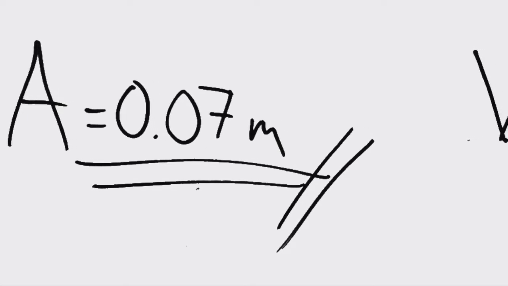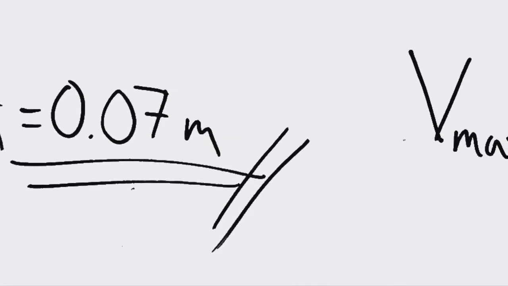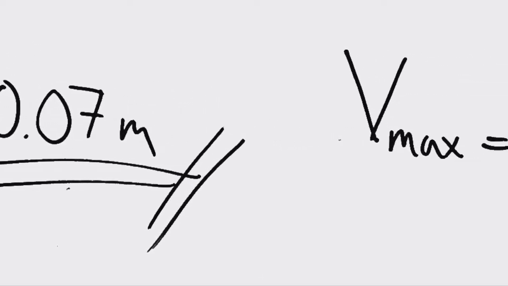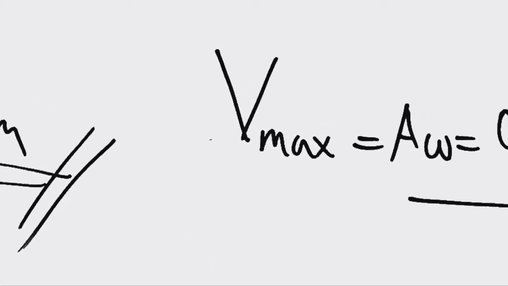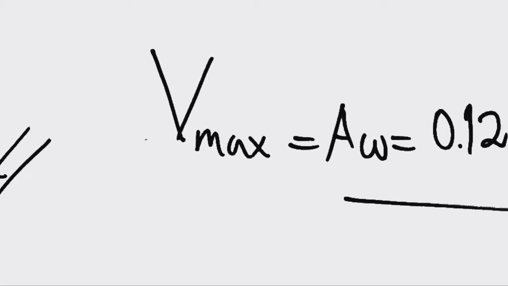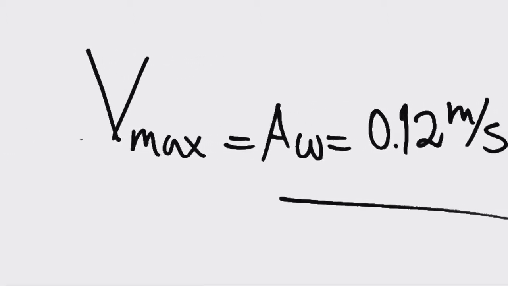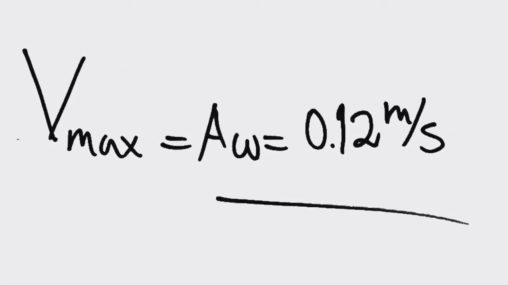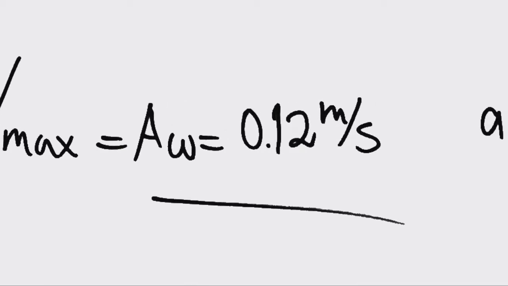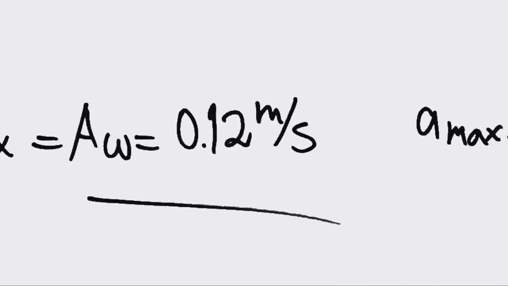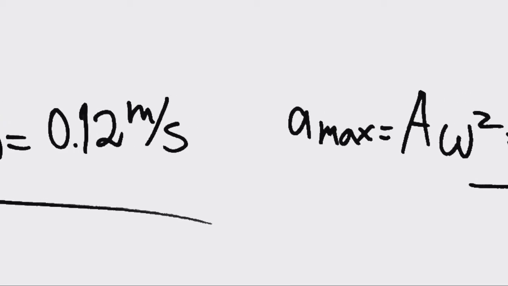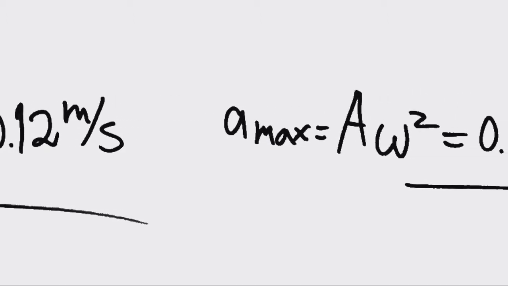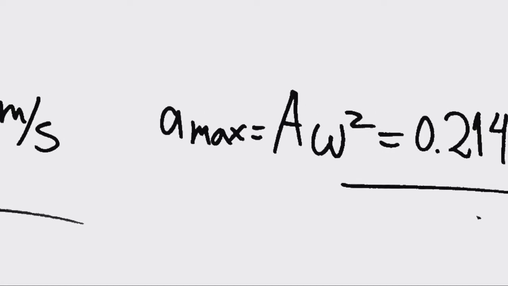Now that we have A as the amplitude and the angular velocity, we can obtain Aω as 12.12 meters per second, obtained from the first derivative. Also, from the second derivative we get Aω squared equal to 0.214 meters per second squared. This is the maximum acceleration.